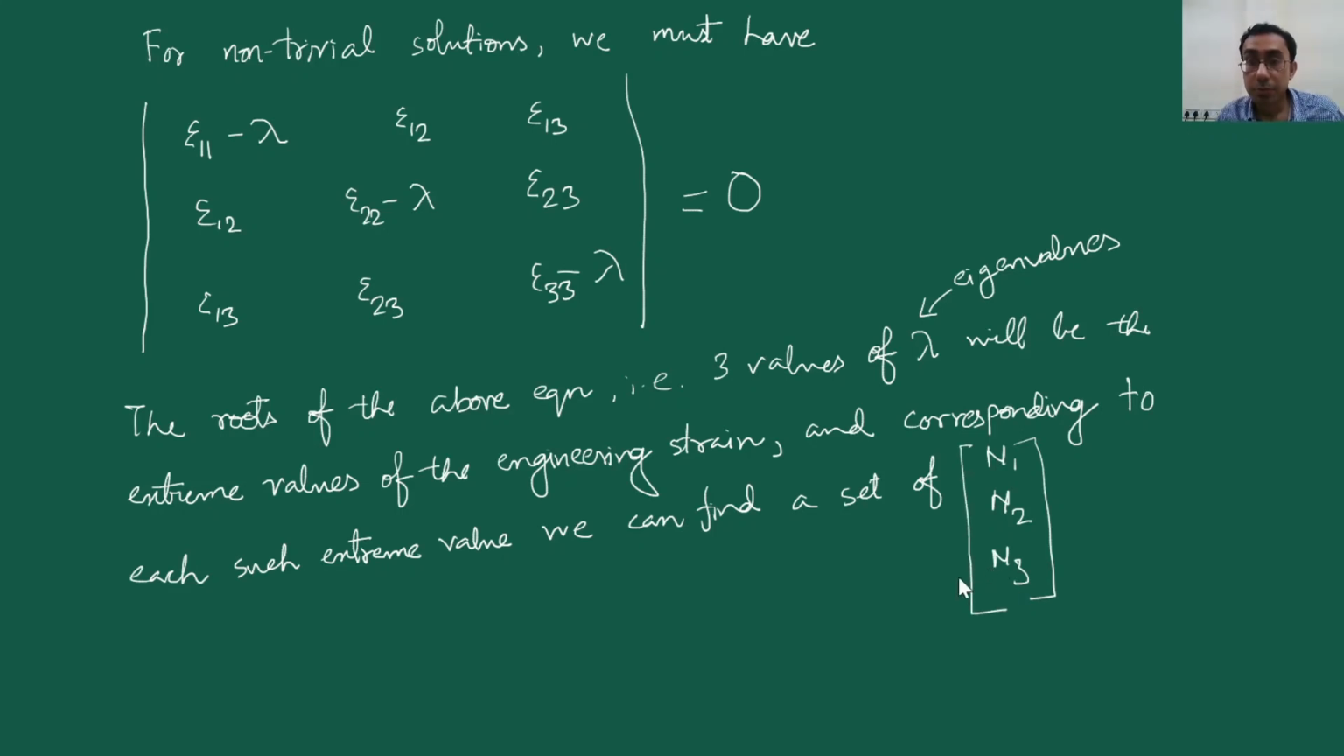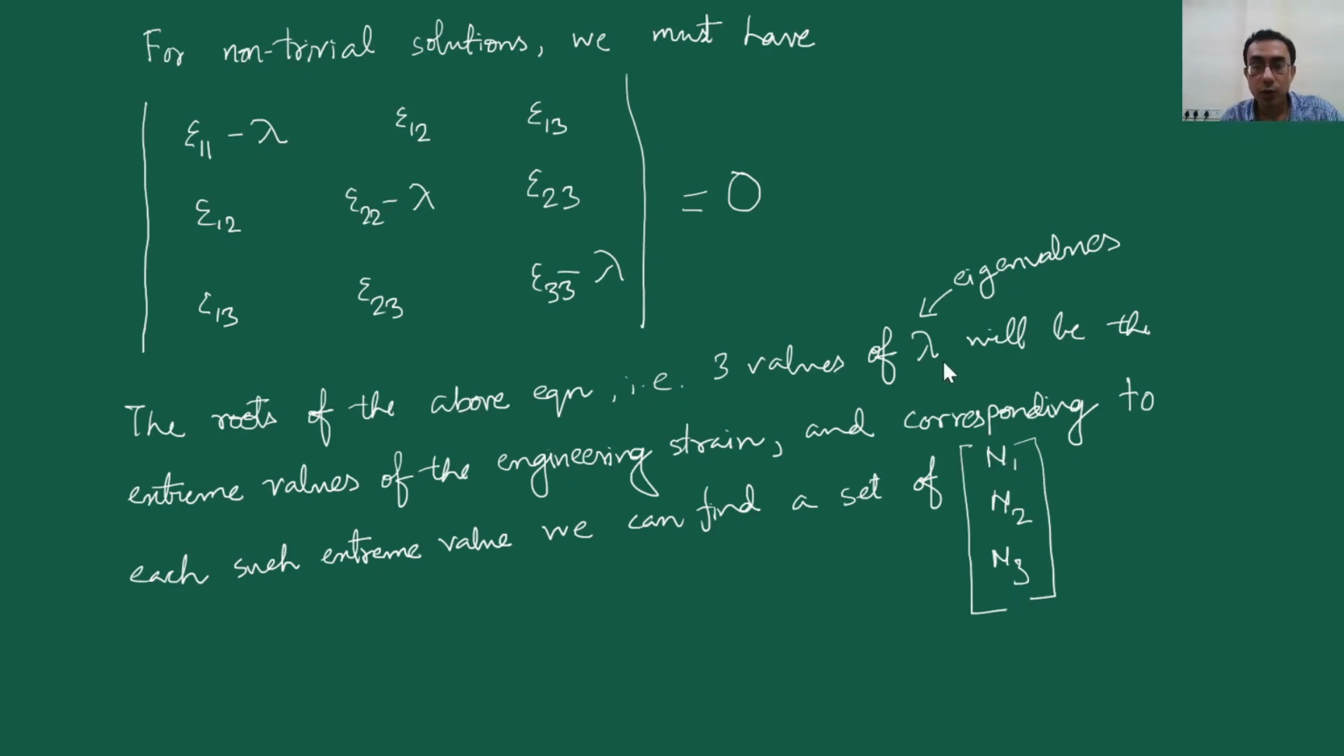It is extremely important to note that please do not have this misconception. It's not that you are getting 3 values of lambda and corresponding to those 3 values, these are the n1, n2 and n3. No, you get 3 values corresponding to each lambda. So suppose your first root is lambda a. Corresponding to that lambda a, you will get one set of this n1, n2 and n3.